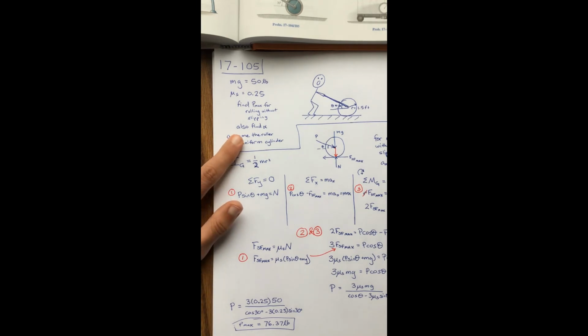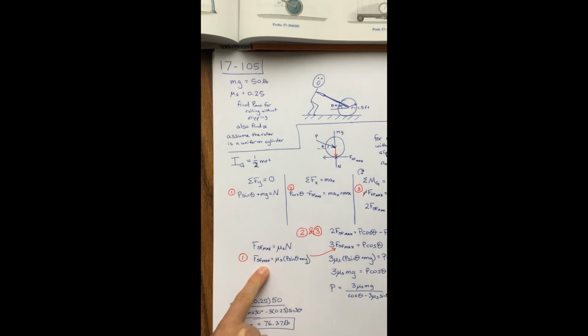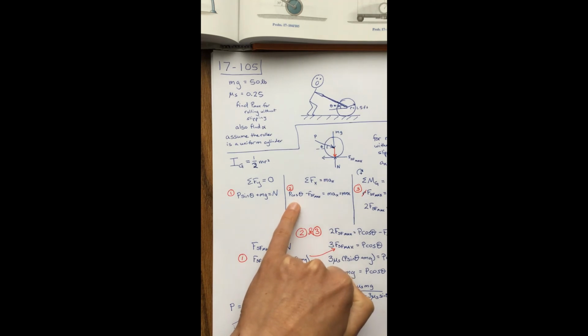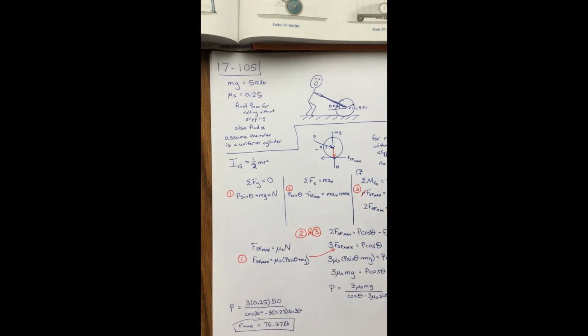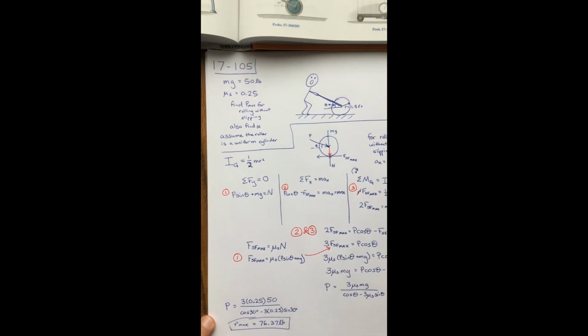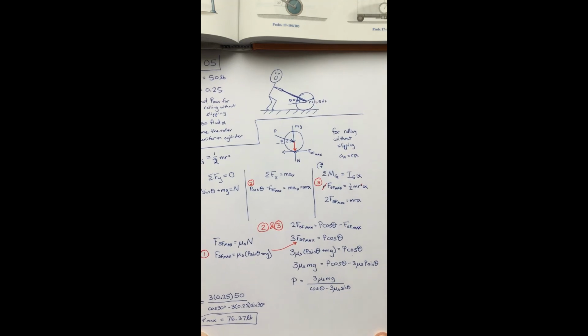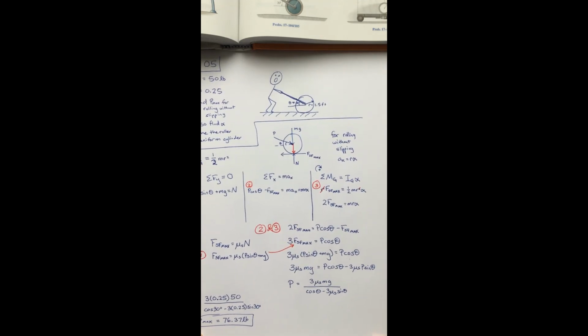They also asked you to find the angular acceleration. In order to find the angular acceleration, you can go back and use equation 1 to find the maximum value for the force of static friction, and then once you know that, you can either use equation 2 or equation 3. I'm going to let you do that on your own.